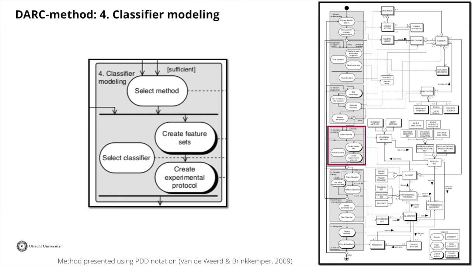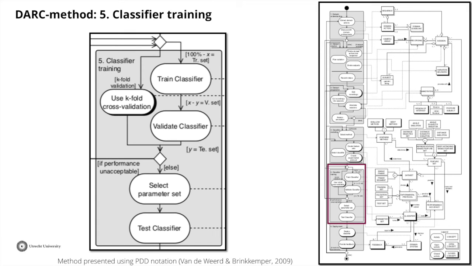In the experimental protocol, the dataset is divided into training, validation, and test sets, although a k-fold cross-validation may also be used. Then, the classifier can be trained and validated using either k-fold cross-validation or separate training and validation sets according to the experimental protocol. The classifier is trained and validated using several parameter sets. The parameter set that yields the best performance can then be selected for testing the classifier.